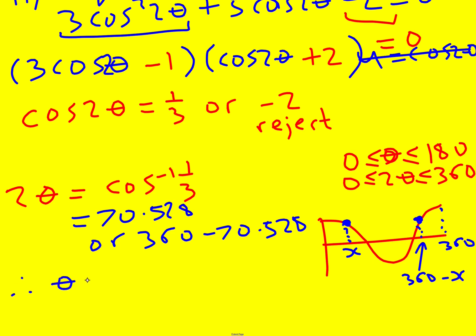Therefore, theta. Okay, so I've got all my values because there's not going to be any more, because I'd need to add 360 on. There's no negative ones. I'm nearly done. Just need to write down the answers now by dividing by 2. Theta is going to be 35.3 degrees or 144.7. They did ask for answers to one decimal place.